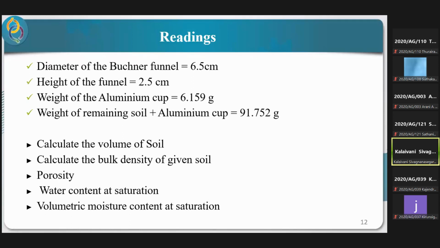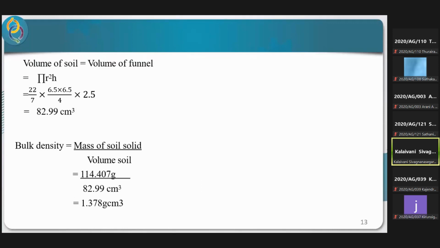Okay, so these are the extra things we are calculating. So you have to find out the porosity. So what is the equation for porosity? You already know the bulk density, right? So how will you find out the porosity?